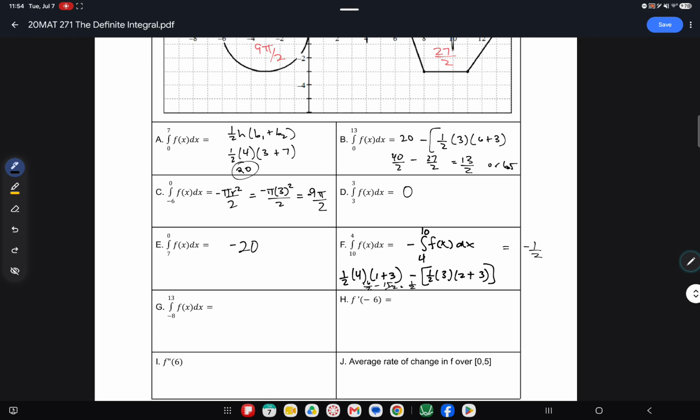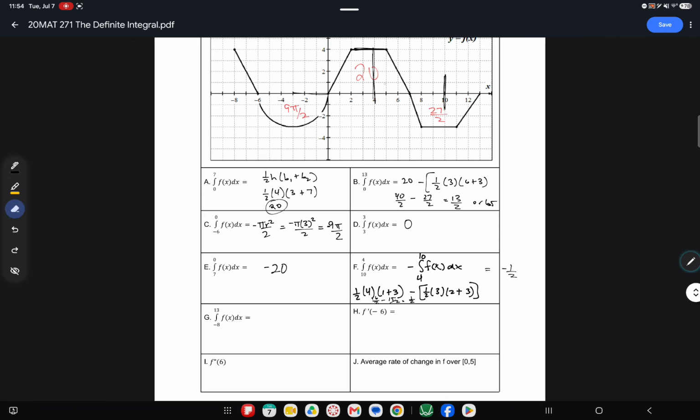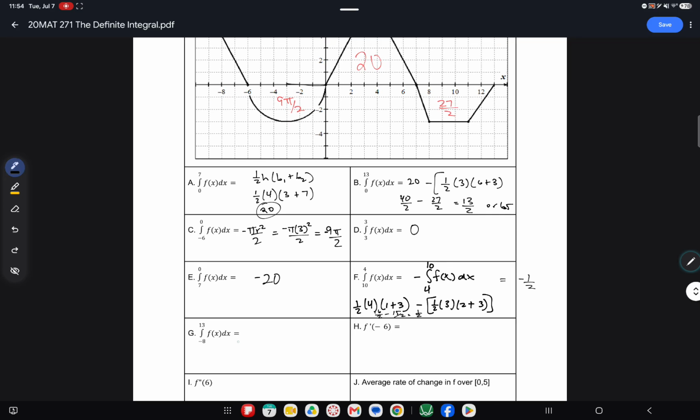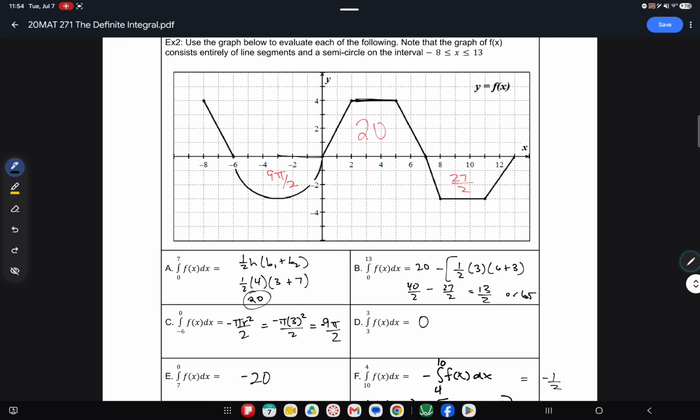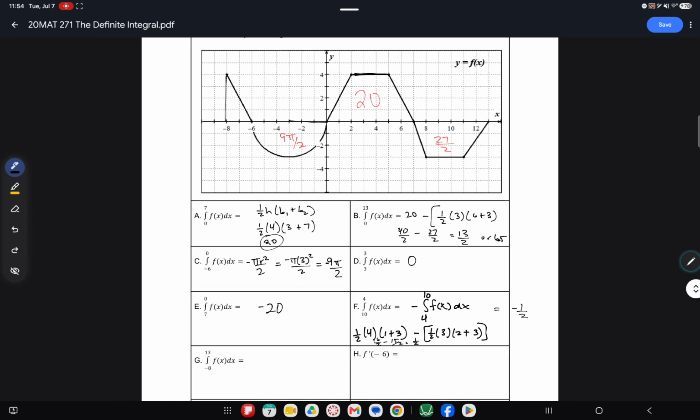All right, from -8 to 13 is all of the areas added together because it's across the entire domain. So I need a first piece here, this triangle. All right, area of a triangle is base times height divided by 2, right? So the base is 2, the height is 4, and then divide that by 2. So that first part is 4. So if I add all those areas, I have 4 minus 9 pi over 2 plus 20 and minus that 27 over 2.